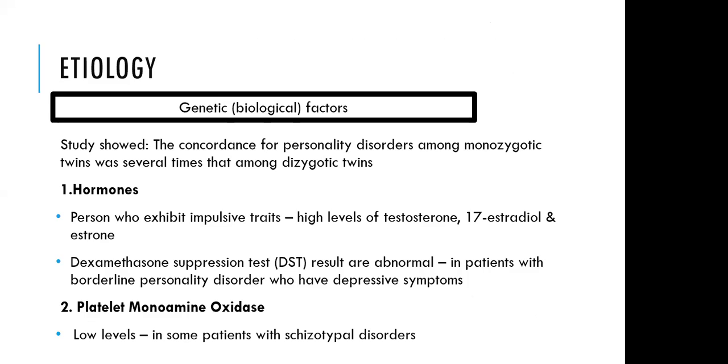The etiology includes genetic, biological, environmental, and social factors. For the genetic factor, the best evidence is from the investigation of more than 15,000 pairs of twins in the United States, which showed that the concordance for personality disorder among monozygotic twins was several times higher compared to dizygotic twins. So this shows that there is a genetic factor here.